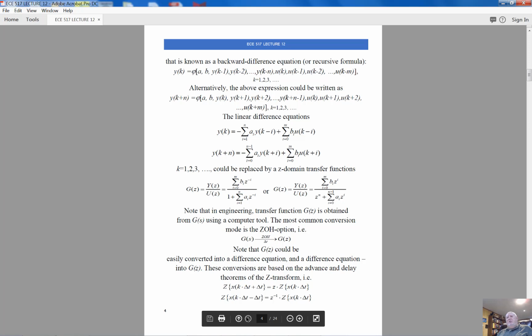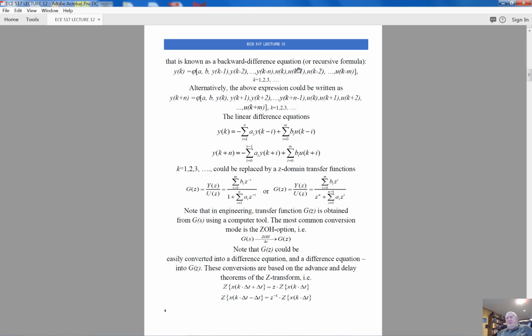If this is the case, then the model can be defined as a backward difference equation, or recursive formula. This backward difference equation relates the discrete time value of the output at time k as a function of some unknown parameters, of course, the output at moment k minus 1, the output at moment k minus 2, and so on. Finally, the input at time k, the input value at time k minus 1, and so on. And of course, k is the discrete time index that starts from 1 and goes to infinity.